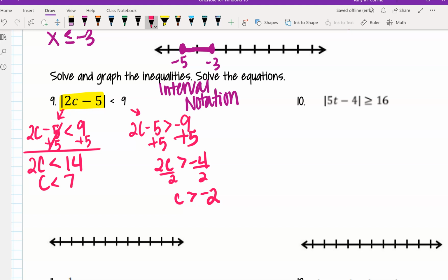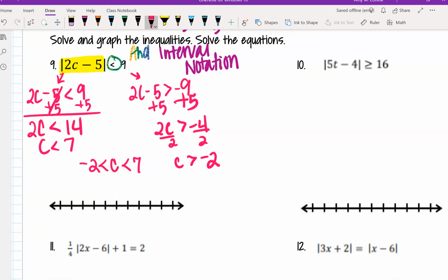So here, because we have a less than, that means we have an and equation, so we can combine it. So negative 2 is less than c, which is less than 7. So we can graph it and we can do interval notation. So negative 2, 1, 0, 1, 2, 3, 4, 5, 6, 7. I have open dots because neither of them are included. And then I'm going to shade in between.